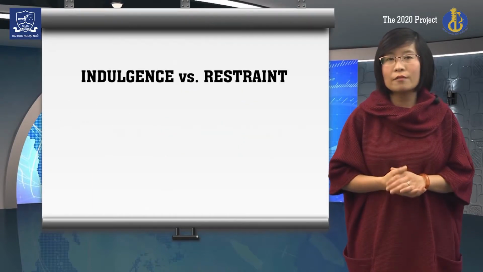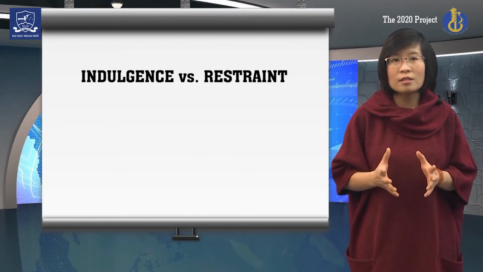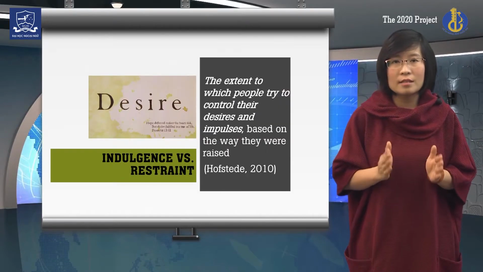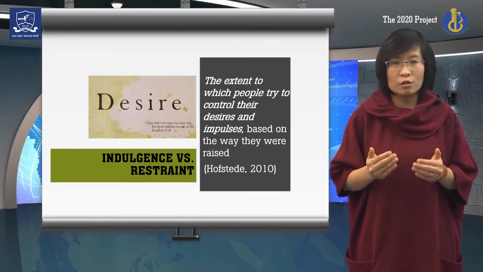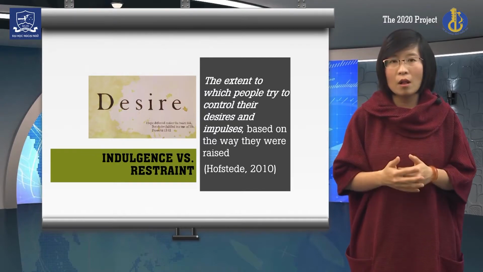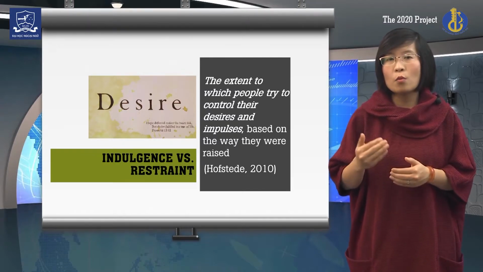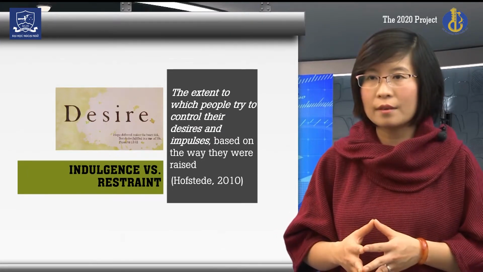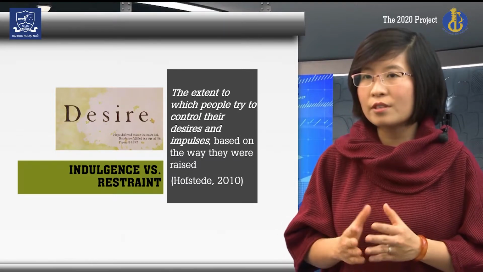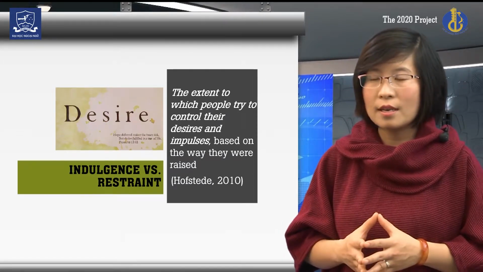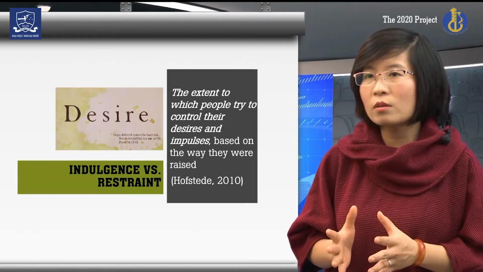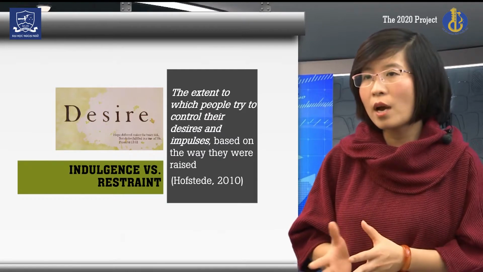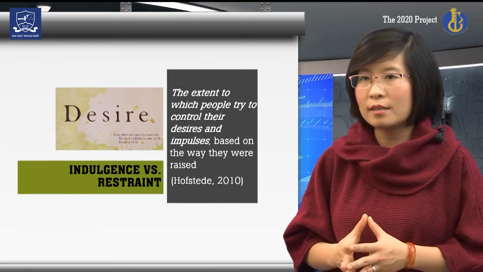The last dimension of Hofstede's framework is indulgence versus restraint. This dimension is defined as the extent to which people try to control their desires and impulses based on the way they were raised. Impulsive means a sudden strong wish to do something. Relatively weak control of desire is called indulgence, and relatively strong control is called restraint. Cultures can therefore be described as indulgent or restrained.